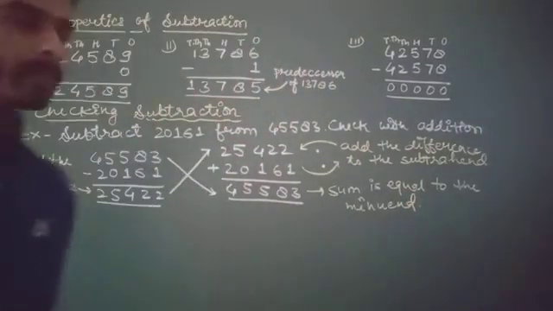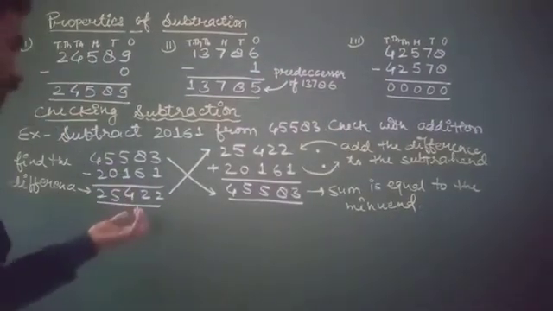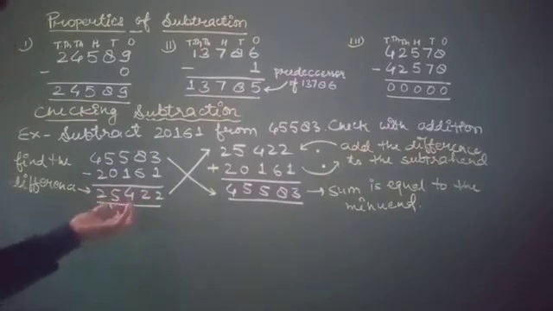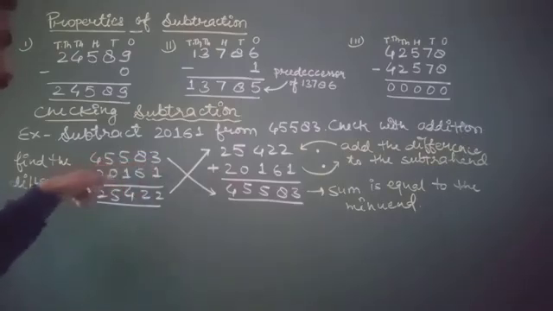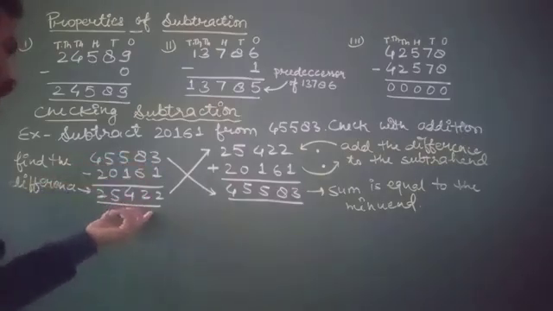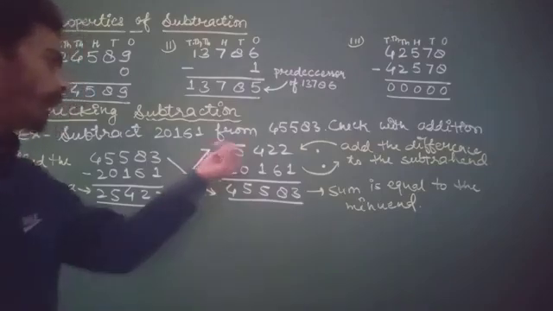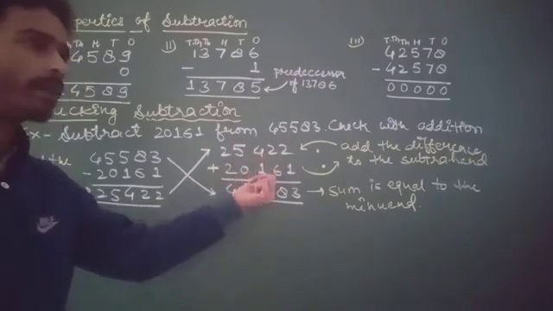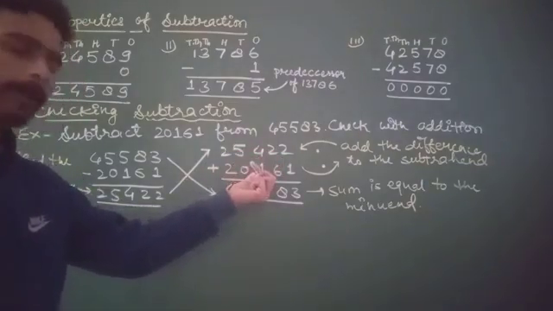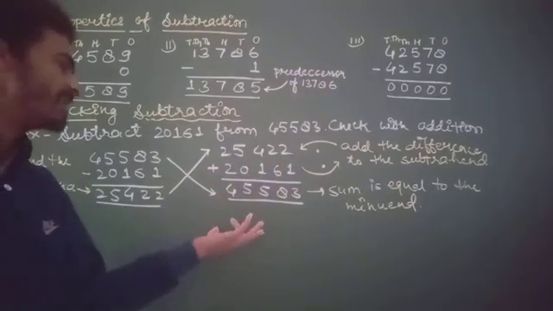Once again, listen carefully. You can check a subtraction by addition. Firstly you have to find the difference, and the difference of 45,583 and 20,161 is 25,422. After that, add the difference to the subtrahend. If the sum is equal to the minuend, then your answer is correct.